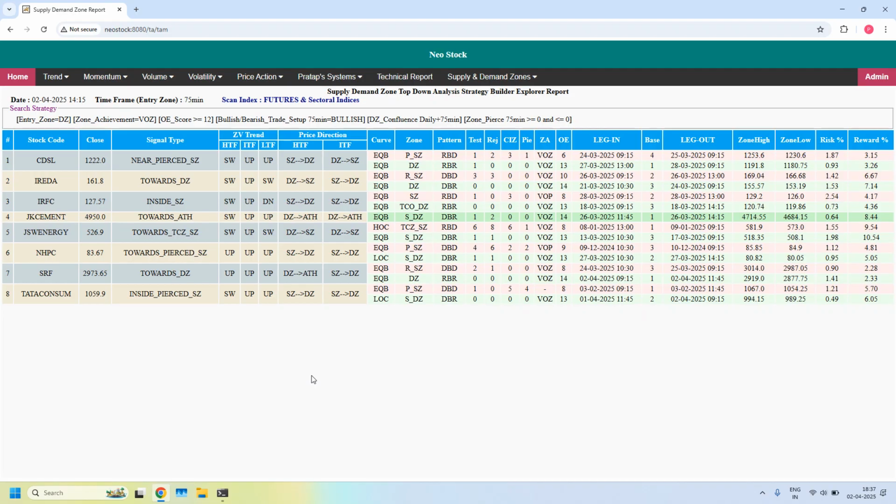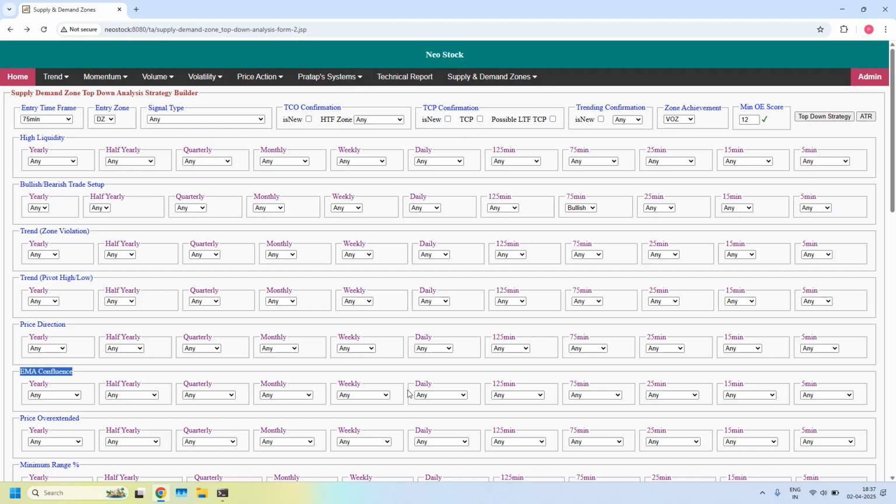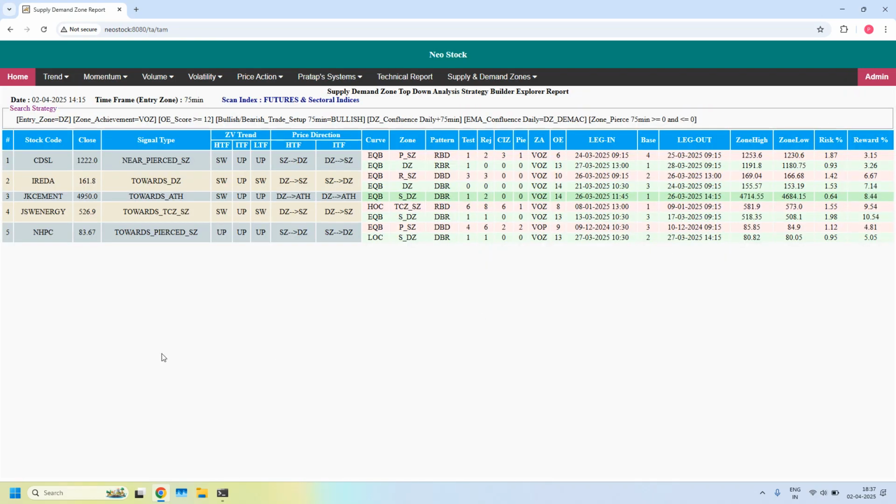So if daily demand zone having daily EMA, then these 75 minutes demand zones, which are part of daily zone, overlapped with daily zone, are having more high probability to get success. Let's filter. In the EMA confluence at daily, setting the filter, daily demand zone having daily EMA. Anyway, trend is uptrend in the daily. So let's filter. We got 5 stocks. So these 5 75 minutes demand zones might be having more high probability to get success.